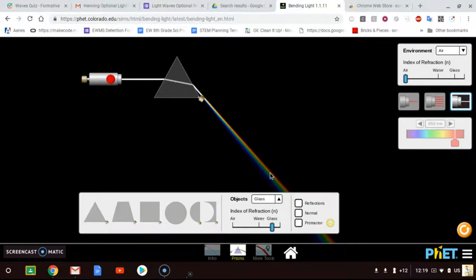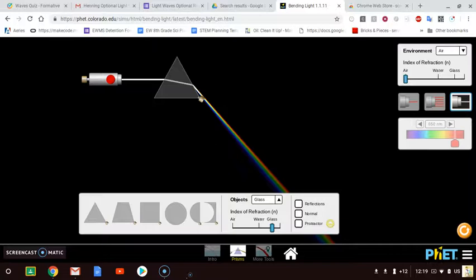Now, if I was going to look at the actual colors, I would see they don't all bend the same amount. And that's why I get a rainbow and not just a white ray of light coming out.